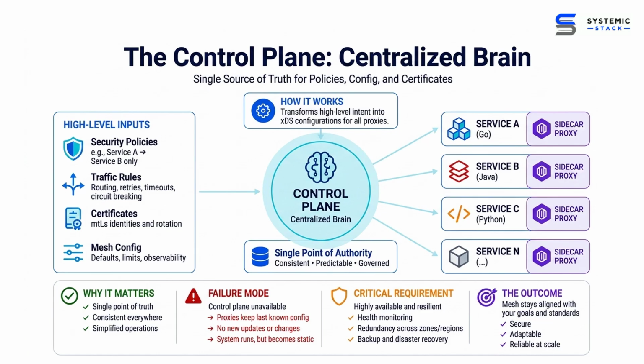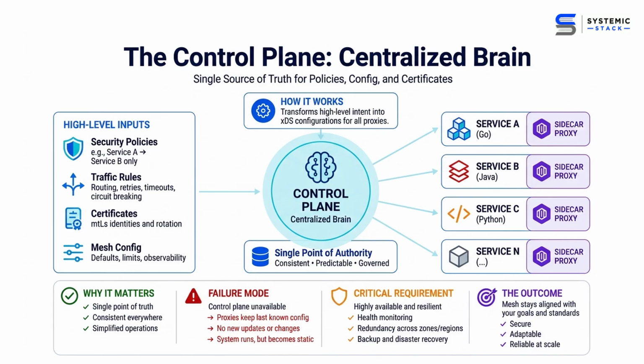The control plane is the centralized brain of the entire service mesh. It works by taking your high-level policies like service A can only talk to service B and translating them into specific configurations for all the proxies in the system. What matters here is that it gives you a single point of authority to manage the entire network's behavior. Without a centralized brain, you'd be back to manually configuring hundreds of individual endpoints, which is a recipe for disaster.